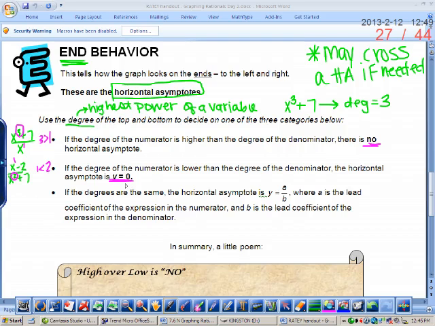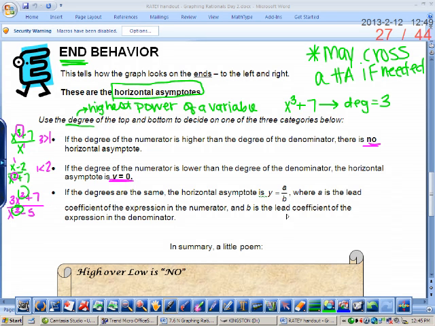Okay? And lastly, your degrees might be the same. So if you had 3x squared plus 7 over x squared minus 5. How do I know the degrees are the same? Yeah, they're both 2's. They both have a degree of 2.